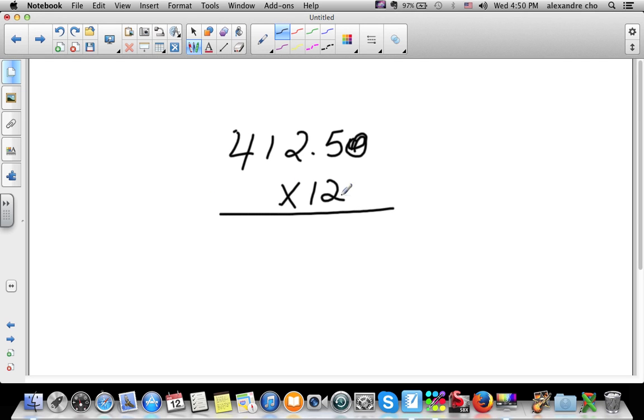Okay, so if we were to multiply, and I'll actually multiply this. This has 2 decimal places. This has 0. So it gives me a total of 2 decimal places, and that tells you that your answer has to have 2 decimal places. So let's multiply this out.